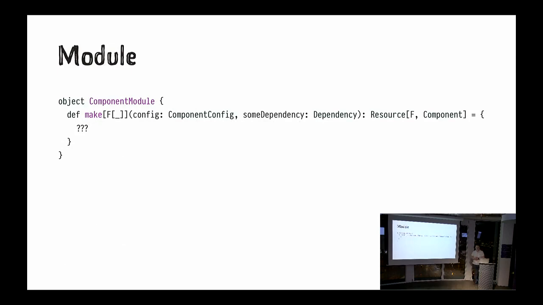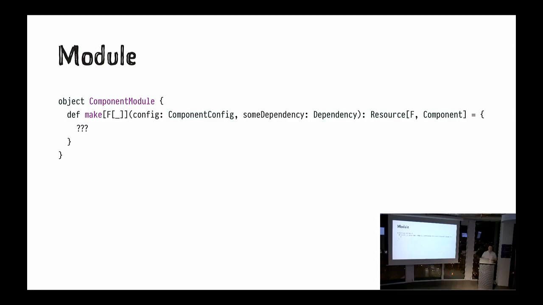Module, yeah. So module is a concept we created for this project. It's nothing fancy, basically a naming convention. Whenever you have a library and you want to initialize it, in this case it's called Component, you create a namespace called ComponentModule, and there's a method called make, usually. It doesn't have to be named that way. It's abstract in the effect data type, that's why you see the F there. So in our case, it can be ZIO or Monix Task. It can be any other effect type if we add support for it.